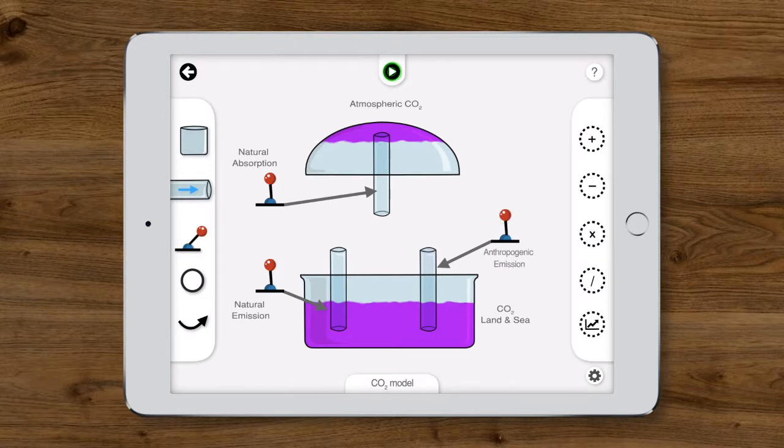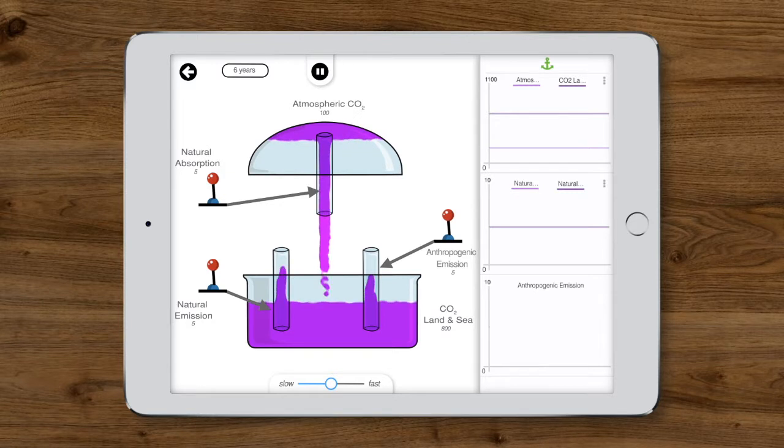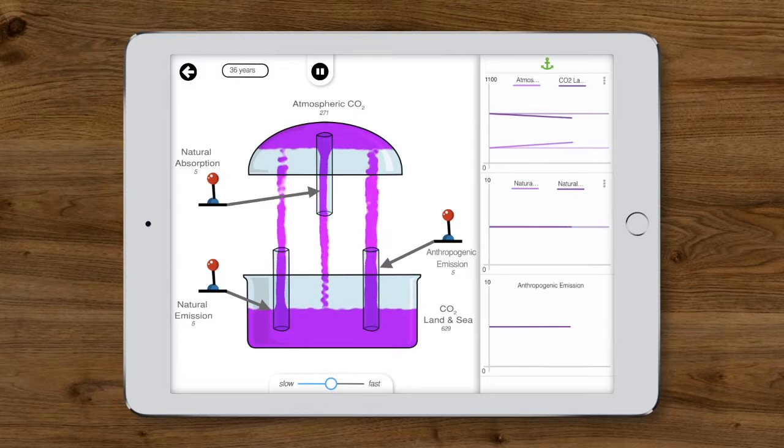Students could work with this model to make the human production of CO2 more realistically represent how the system works. Let's tap play again and resimulate. This time, the level of CO2 in the atmosphere is continuously rising. And as before, we can look at the graphs that track how the system is behaving over time.